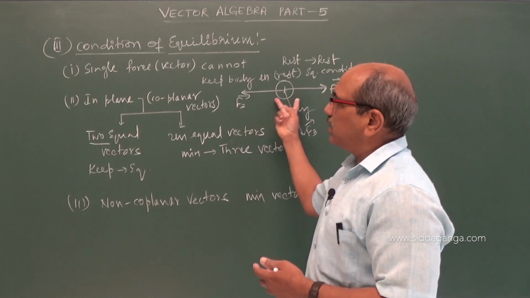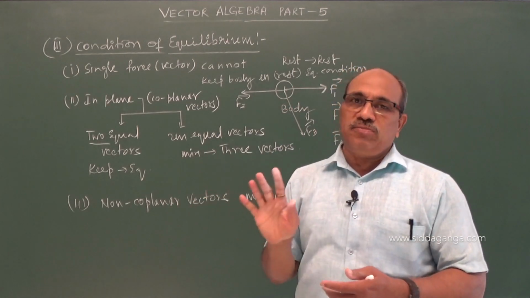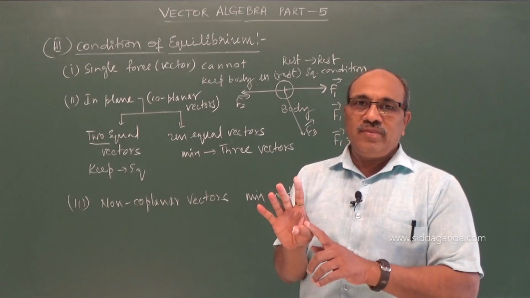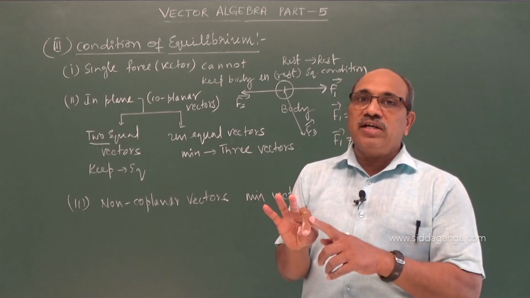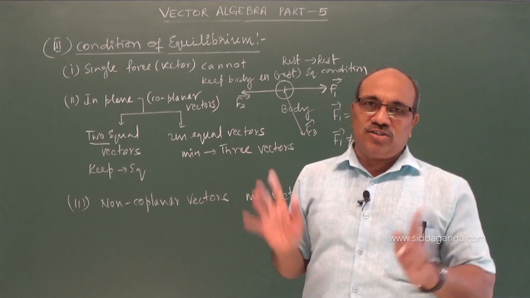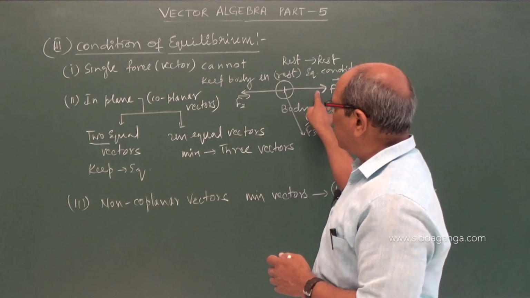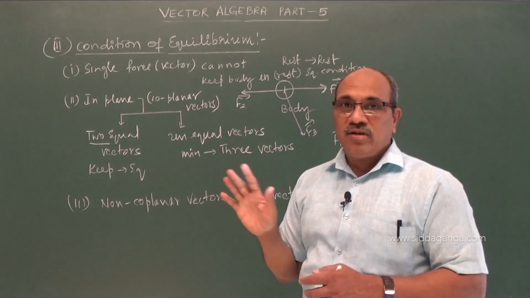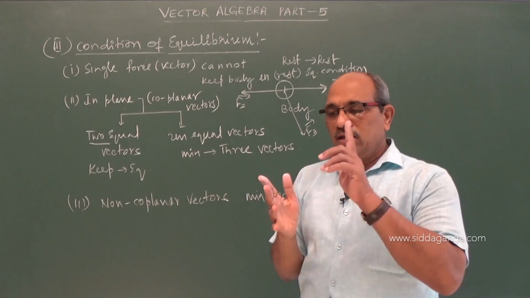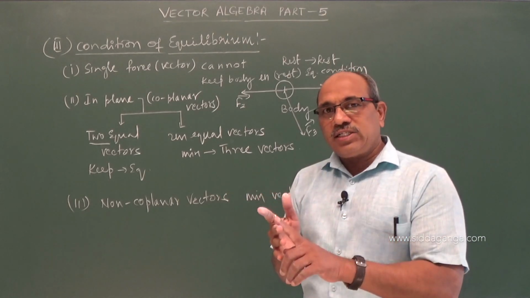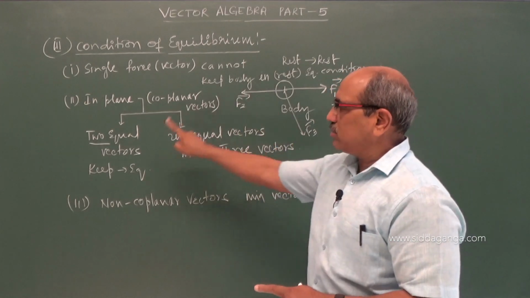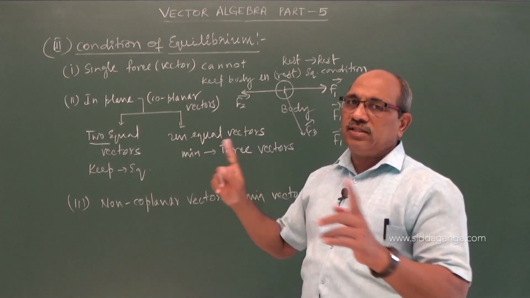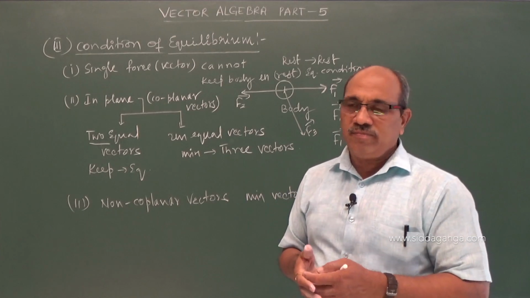Can 2 forces keep the body in equilibrium? It may be possible. They must be coplanar, equal in magnitude, and act in opposite directions. If the 2 vectors are coplanar, equal in magnitude and opposite in direction, then a minimum of two vectors is enough to keep the body in equilibrium. One cancels the other and the body comes to equilibrium.